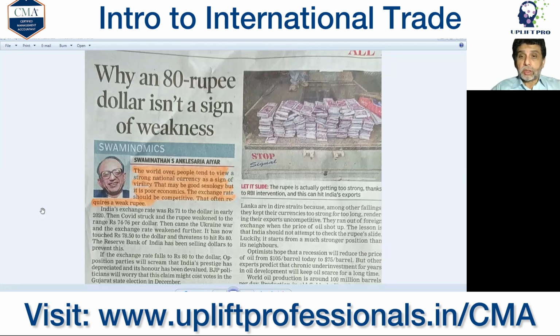Okay, so what this particular person, Swaminathan, is telling is, let it slide, let the rupee become weak, because the rupee is actually getting too strong, he says, thanks to the RBI intervention, and this can hit India's exports. Exports will become more expensive.